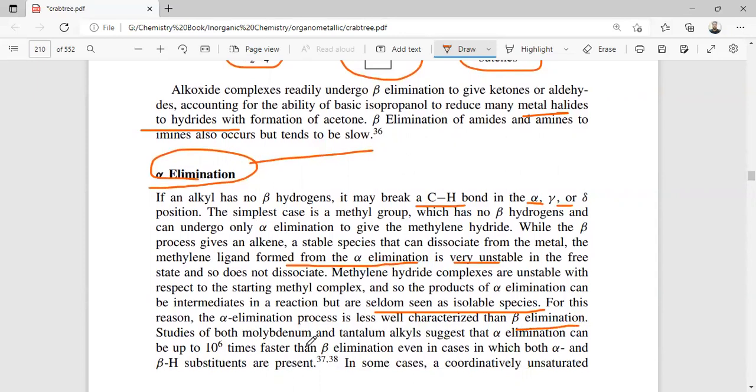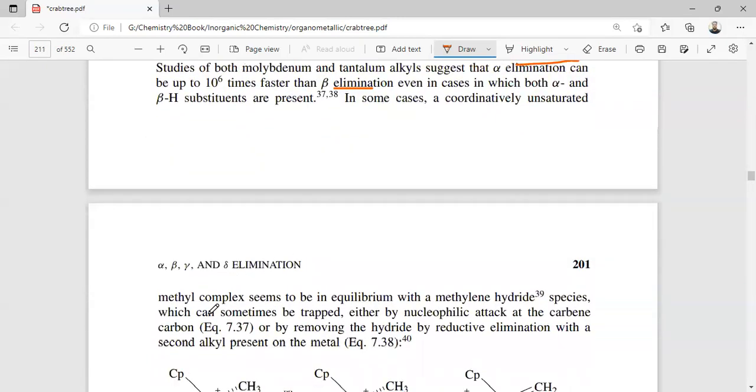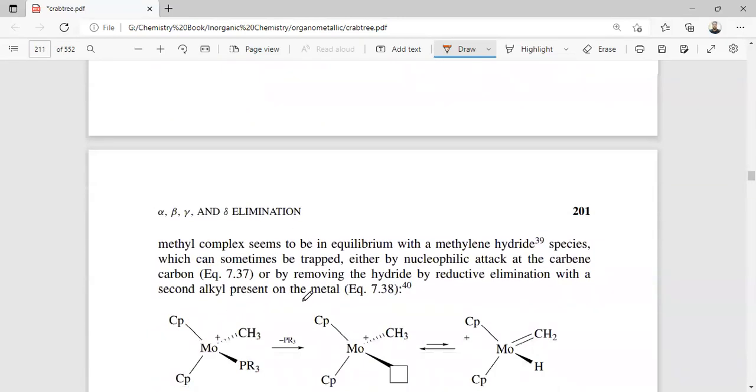Studies of both molybdenum and tantalum alkyls suggest that alpha elimination can be up to 10^6 times faster than beta elimination, even in cases in which both alpha and beta hydrogens are present. In such cases, the coordinatively unsaturated methyl complex seems to be in equilibrium with the methylene hydride species, which can sometimes be trapped either by nucleophilic attack at the carbon or by removing the hydride by reductive elimination with a second alkyl present on the metal.